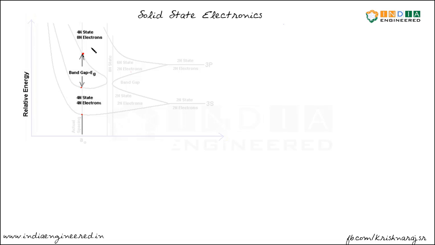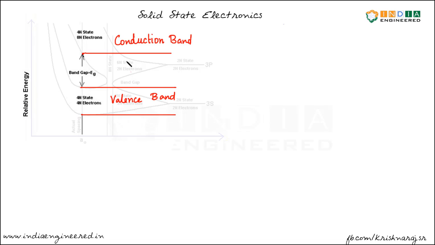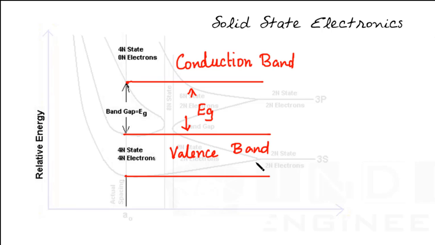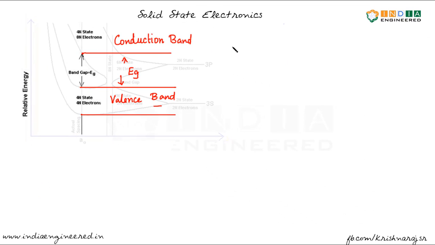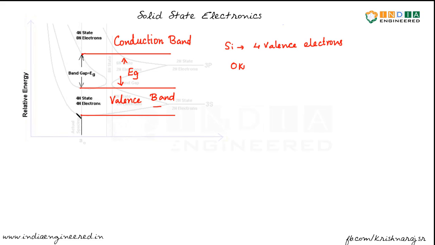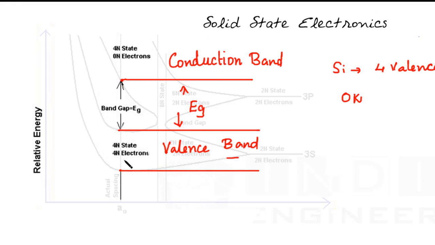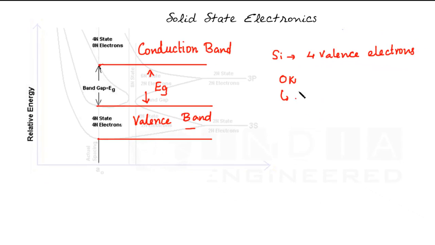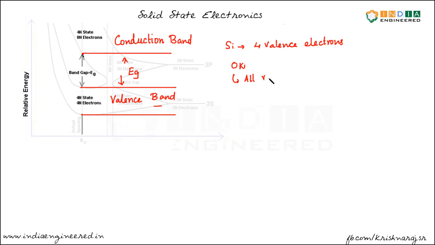Now we will discuss a little bit more about energy bands. In the case of silicon, we have a valence band and a conduction band separated by an energy gap. So the question is, why is the lower band called the valence band? Silicon has 4 valence electrons, and at 0 Kelvin all the valence electrons are in the valence band. So here we have four states and four electrons. All valence electrons are in the valence band.